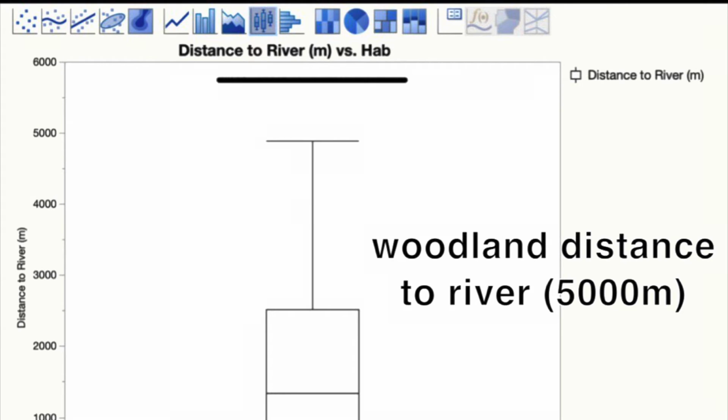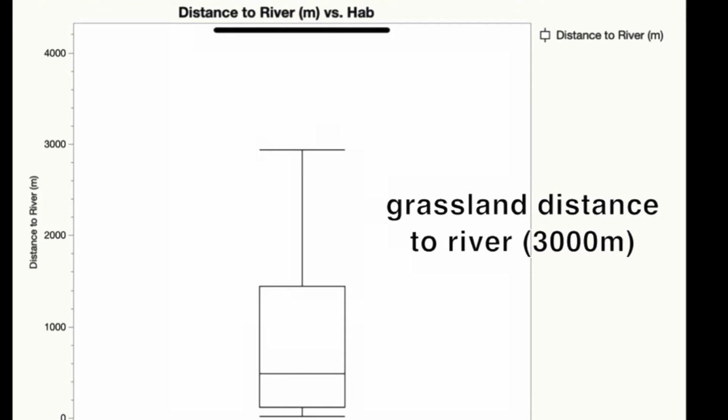So now here is the woodlands distance to river, which is a little less than 5,000 meters. Now here is the grasslands distance to river, which is considerably less. It's only 3,000 meters. And this is significant because it shows that this habitat is closer to the water, where the wildebeest drink water and hang out, and it's closer to where there'd be more grass where they can graze.